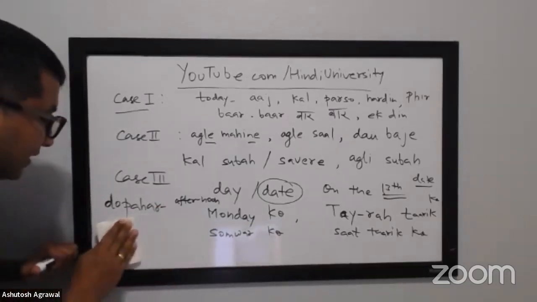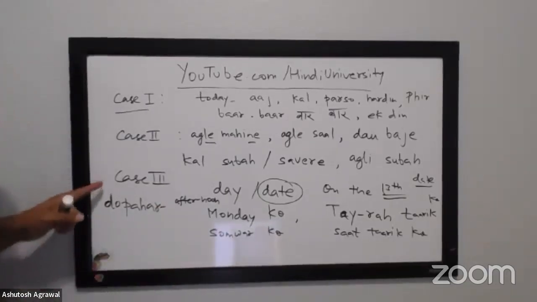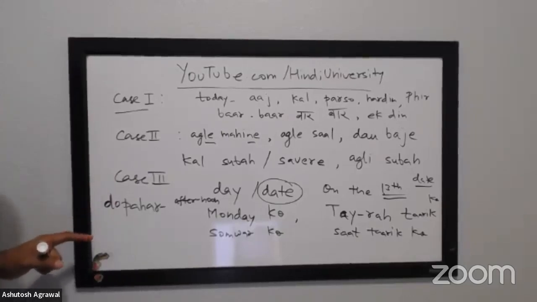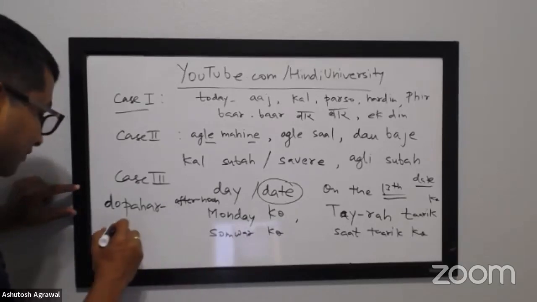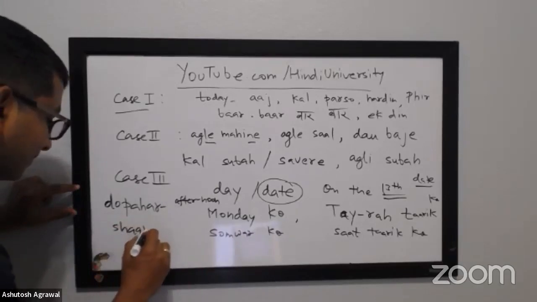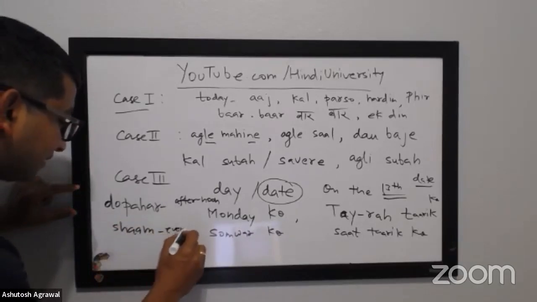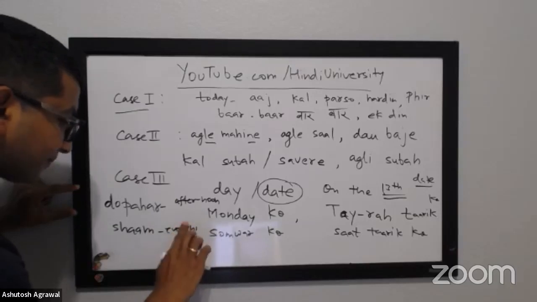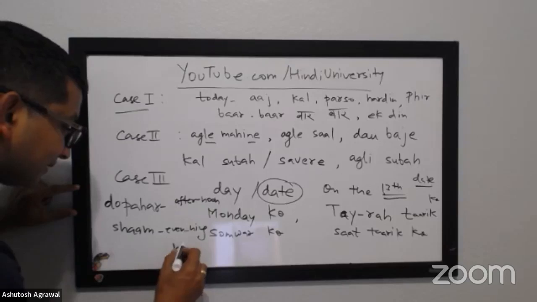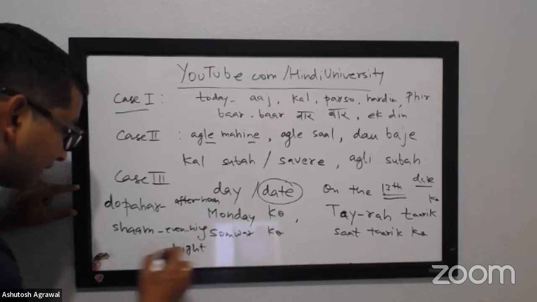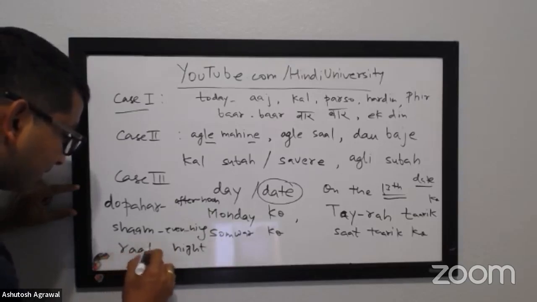And then what is evening? 3 words to remember for this case number 3. What is evening? Sham. Sham is evening. And what is night? Raat.